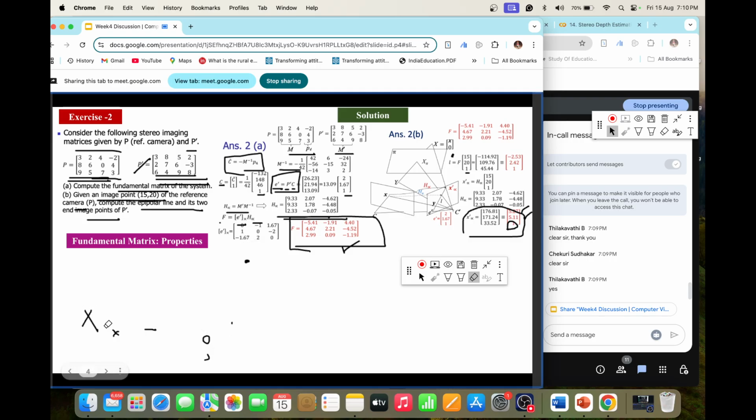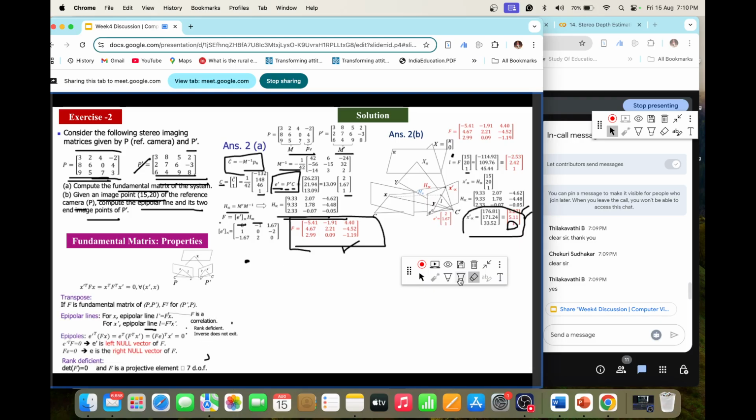So there are some properties of the fundamental matrix. Okay, so we will learn this. First thing is this property: x dash transpose F x will be equal to 0. So this is the first property.